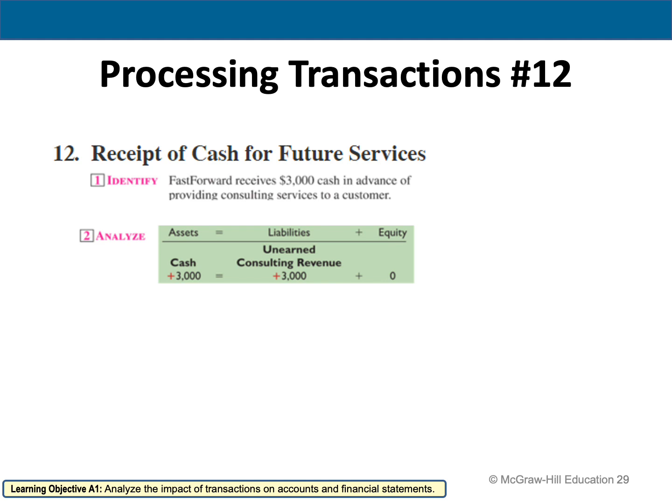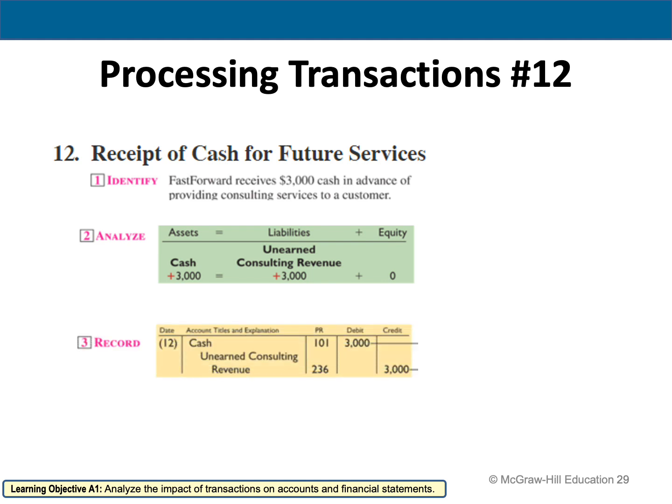This is very important. Because the cash is increasing, I'm going to record the cash on the debit side. But unearned revenue is a liability and it's increasing as well. And we know that the normal balance of the liability is credit. So when I'm going to record my journal entry, I'm going to say cash to unearned consulting revenue.